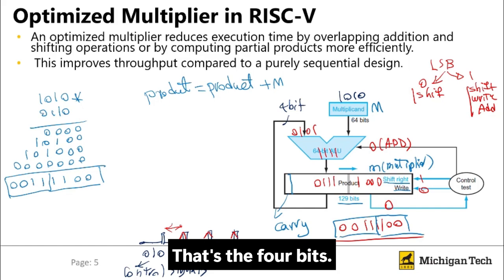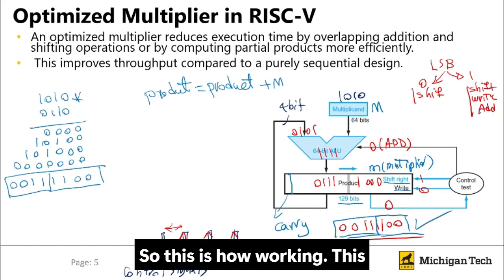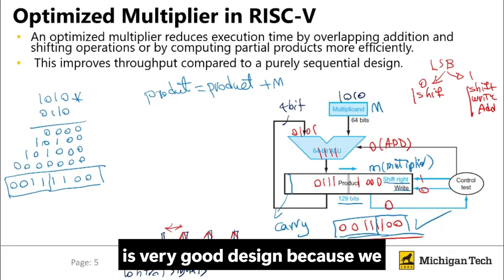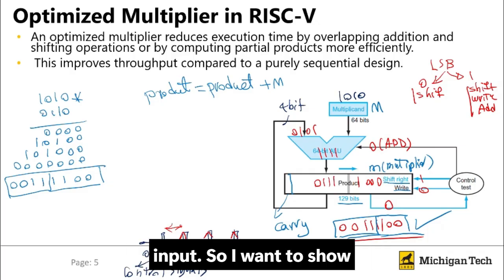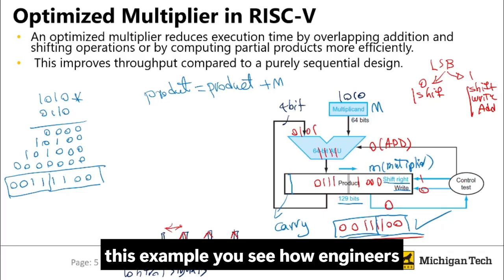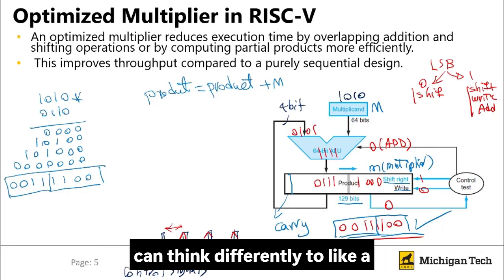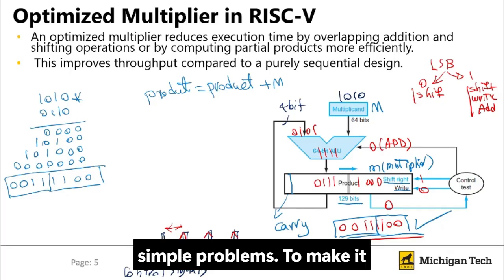That's the 4 bits. So this is how it's working. This is a very good design because we are using 1 register and 2 inputs. I want to show you, in this example, how engineers can think differently about a simple problem to make it more optimized.